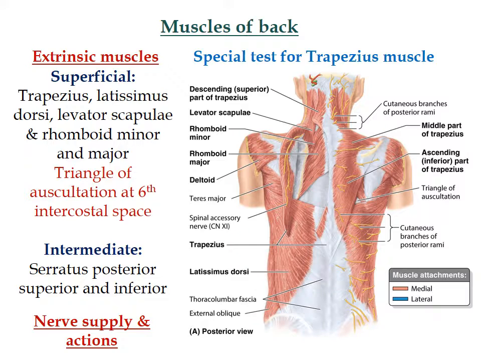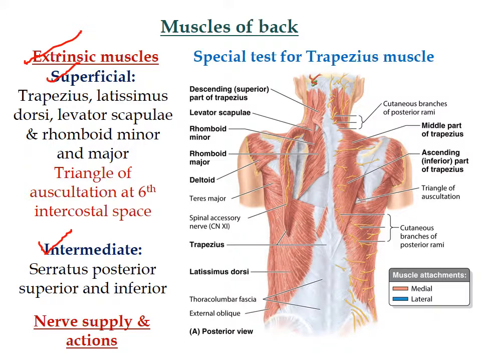So it has two major groups, extrinsic and intrinsic. This is the extrinsic group that you see here. The extrinsic group has superficial and intermediate parts. The intrinsic group is called deep. The extrinsic group of muscles helps in control of limb movement and also acts as accessory muscles of respiration. The intrinsic muscles, which we are going to study later, control vertebral column movements and posture.